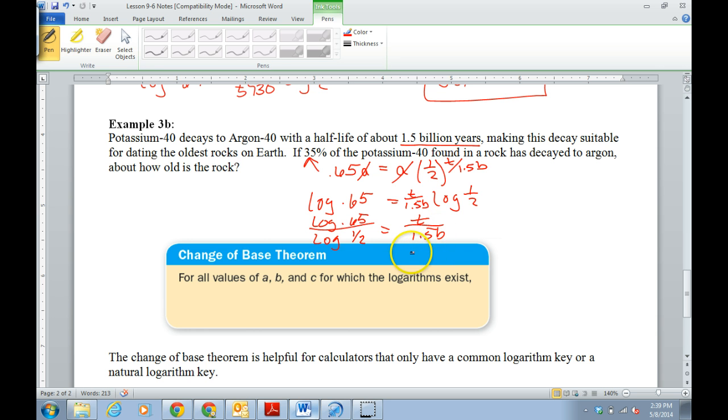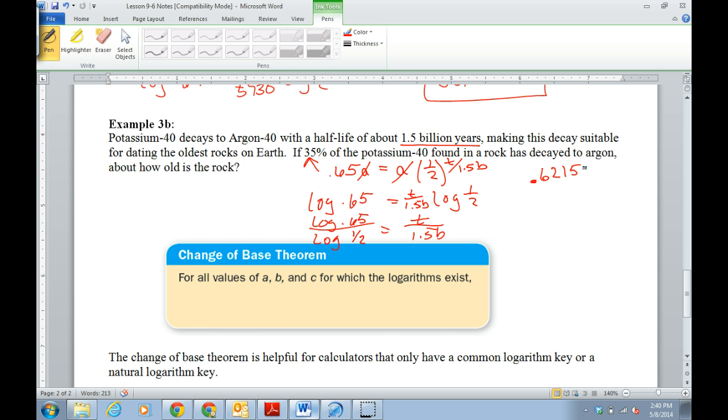Did we get 0.62? Where did you get 0.65 from? 35%? Okay, so 35% is left. How much deteriorated? Got it. Okay, so here, would it be 0.62? It might be, I didn't actually figure it out. 0.6215, is that what you got?